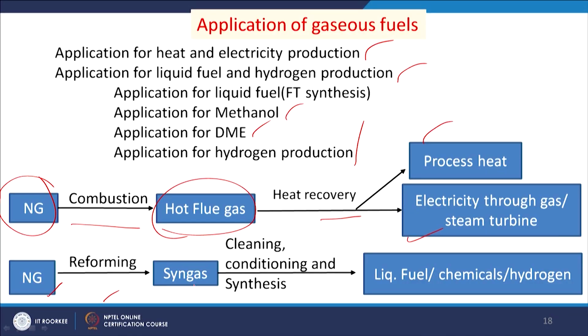This is the very conventional method, but we can also use natural gas through reforming to get syngas, then syngas cleaning and conditioning. It will be the feedstock for different types of products, maybe liquid fuel, chemicals or hydrogen. These routes are not well explored, so research is going on for the development of new technology, even small scale technology, for the utilization of natural gas through these routes.